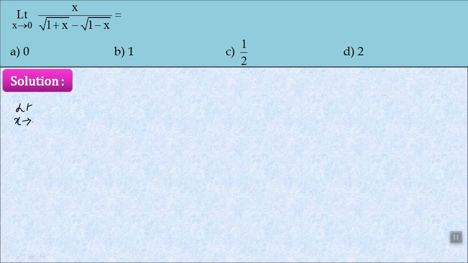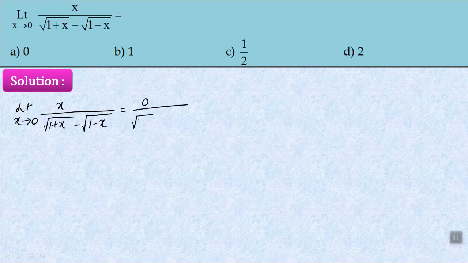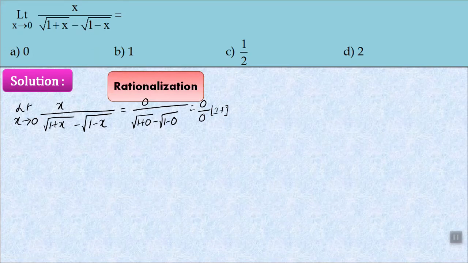Limit x tends to 0, x by (square root of 1 plus x minus square root of 1 minus x). Now substitute the limit. 0 by square root of 1 plus 0 minus square root of 1 minus 0. This equals to 0 by root 1 is 1 minus root 1 is 1, 1 minus 1 is 0, which is of the indeterminate form.